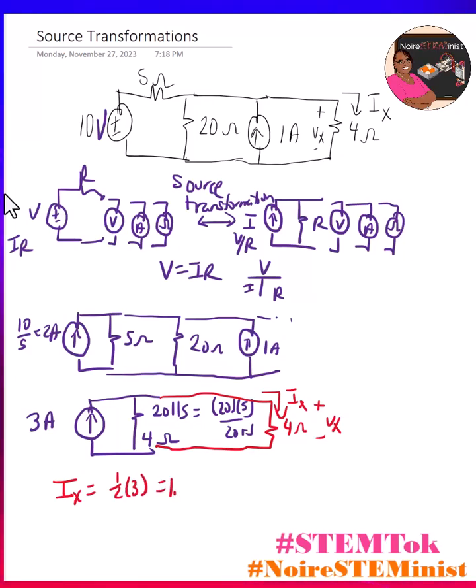I could also do one more source transformation to find the voltage. And I would get 3 times 4, which is 12 volts, in series with 4 ohms and in series with another 4 ohms. And now if I want to find Vx, I can see that since this 4 ohms has to evenly divide 12 volts, then Vx is going to be equal to 1/2 of 12, or Vx is equal to 6 volts.